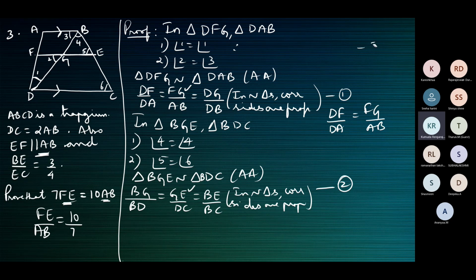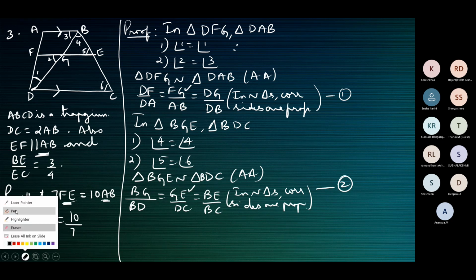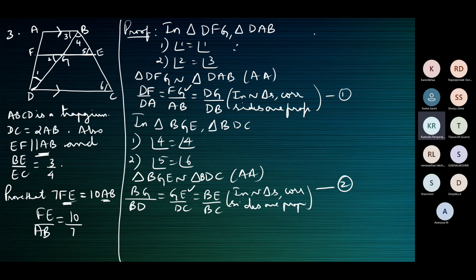Oh, this I shouldn't have done. Sorry. This was different because AB is parallel to AF and what else is given? AB is parallel to DC. Okay, this is different. Okay, fine.